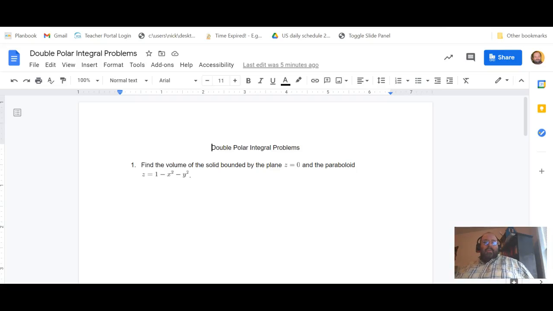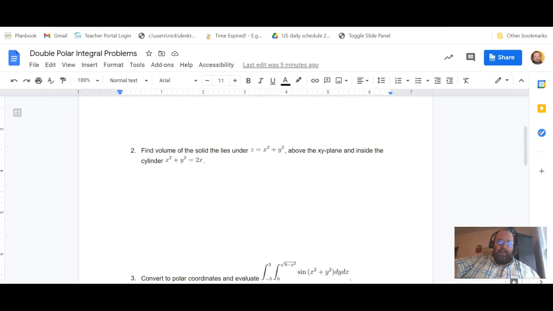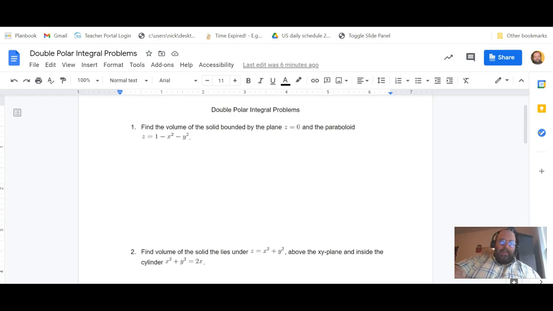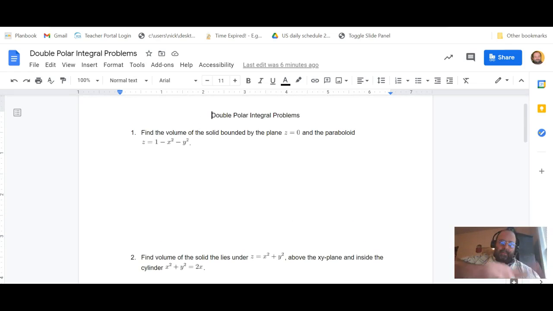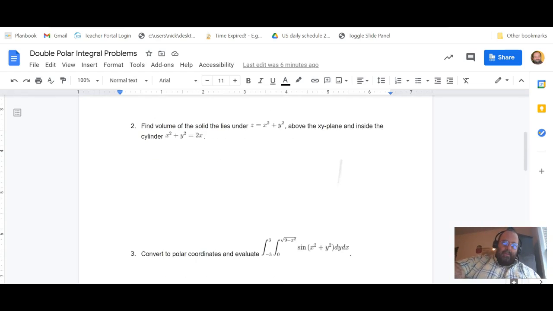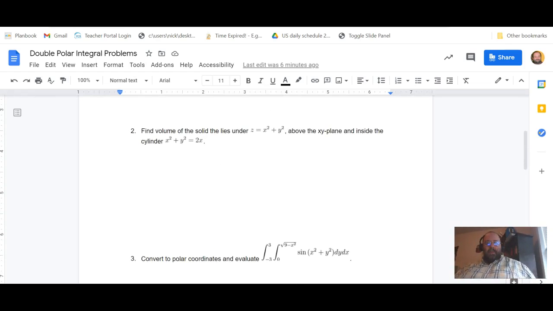Okay, I want to look back at number 2 and number 4 from the double polar integral problems and show you where I made some fatal mistakes that probably made them a little bit more complicated than they needed to be. Number 2 is the first one. The mistake that I made here is that when I was copying the problem, I took the boundary, the x squared plus y squared equals 2 from problem 2, and then tried to apply it to the roof from number 1. So let's go back and look at this from the point of view of just doing problem number 2.